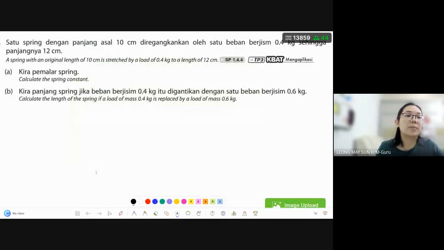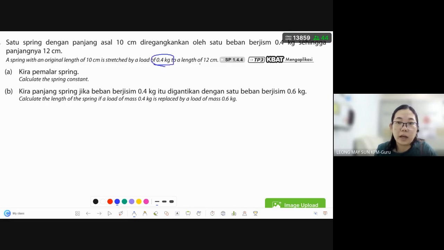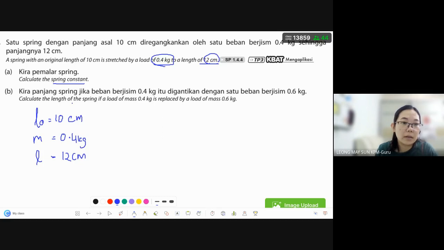The question asks, a spring of original length 10 centimeter is stretched by a load of 0.4 kg to a length of 12 centimeter. So calculate the spring constant first. So you have L naught 10 cm, the mass is 0.4 kg, and it has been extended to a length of 12 centimeter. Then calculate the length of the spring if a load of mass 0.4 kg is replaced by a load of mass 0.6 kg. So I'm going to show you my working first.